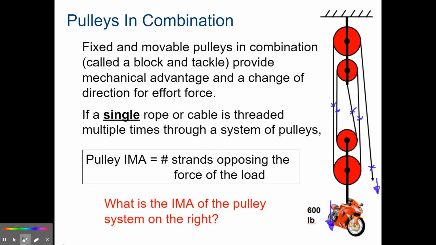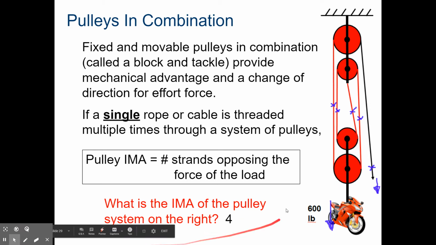What's the IMA of the pulley? 4. Okay, those 4 strands are opposing the load. So the IMA is 4.